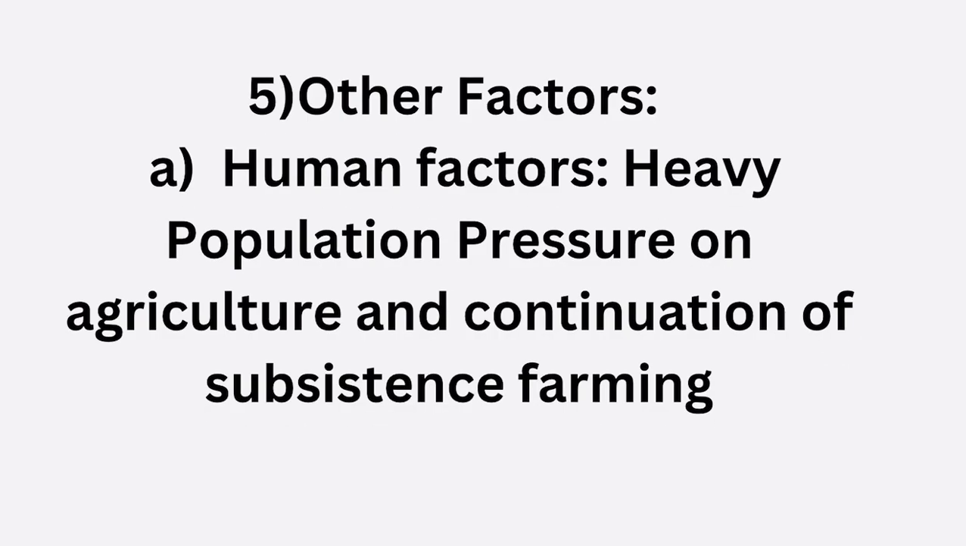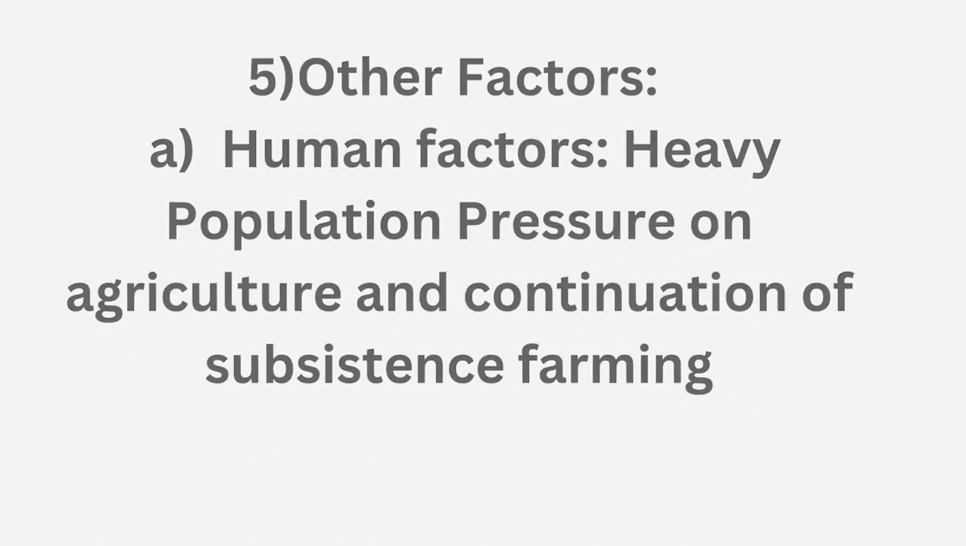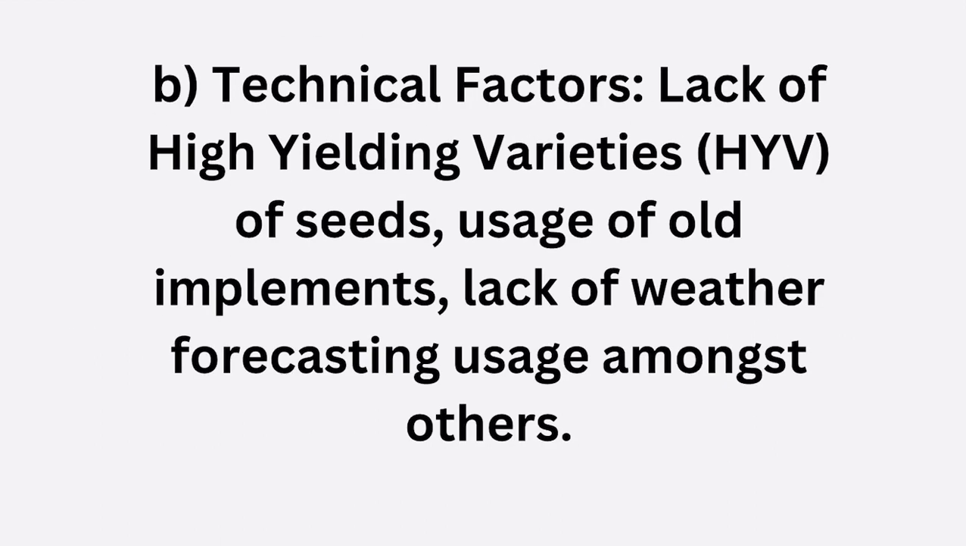Next is other factors which will influence this. First is human factors, heavy population pressure on agriculture and continuation of subsistence farming. Next is technical factors. Technical factors means lack of high yielding varieties of seeds, use of old implements, lack of weather forecasting use, among others.